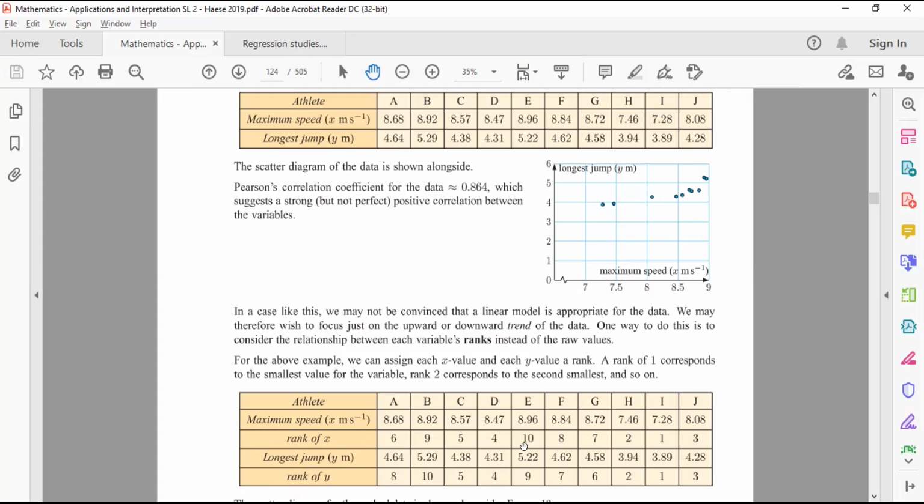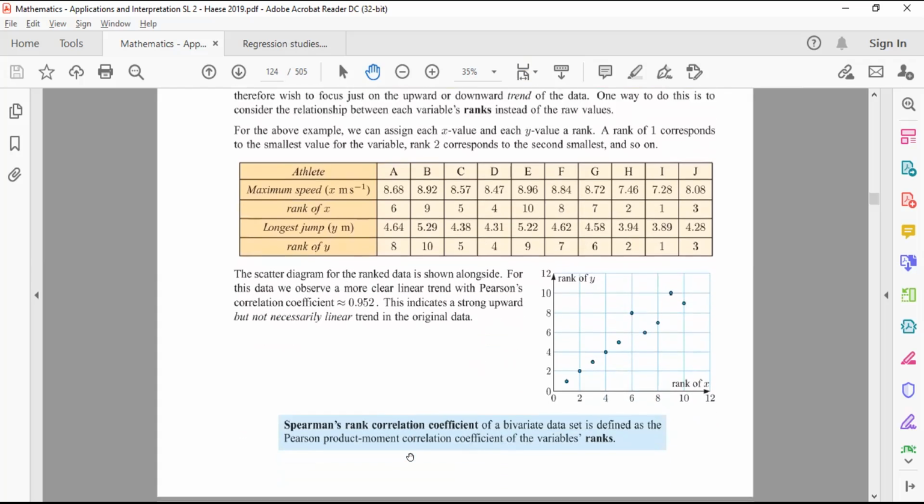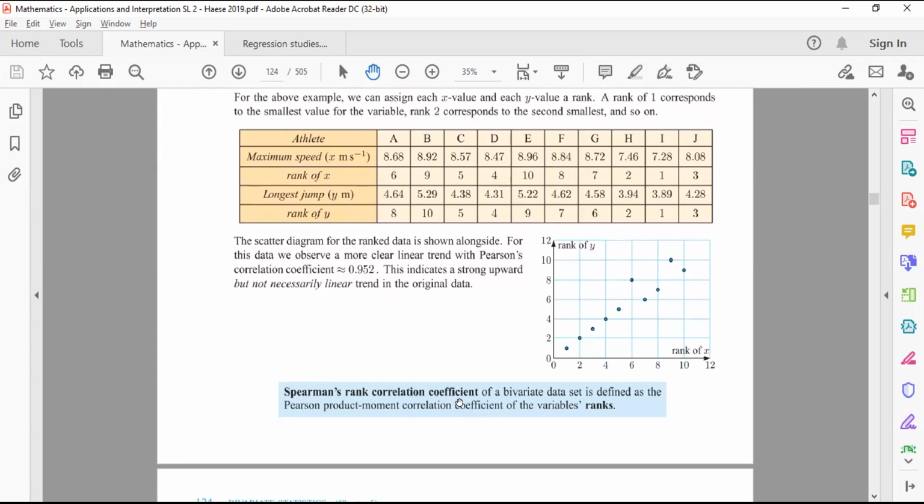But you got it now. You have to rank it. You got the basic concept, and you have to rank the y part as well as the x part. Once you rank this, the Spearman rank correlation coefficient of bivariate data is defined as the Pearson product moment correlation coefficient of the variable ranks. So when you rank it, you'll get it like this. So what does rank it mean?